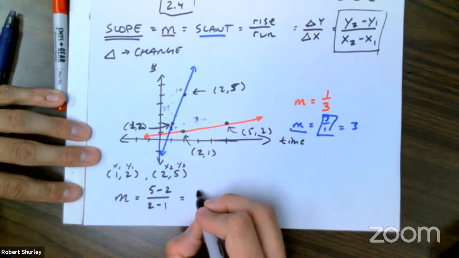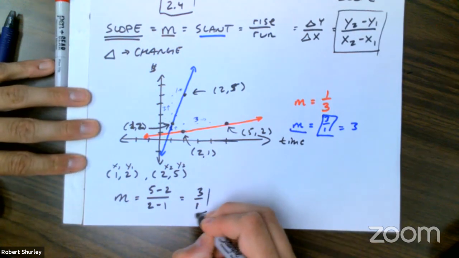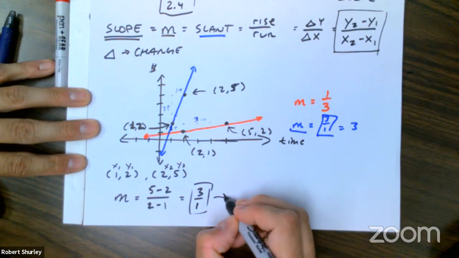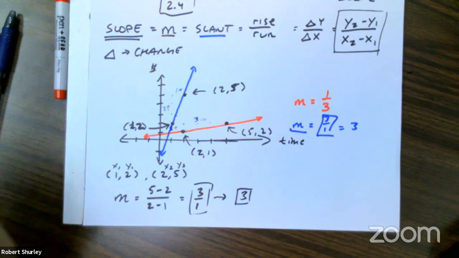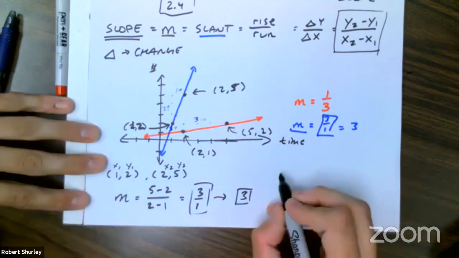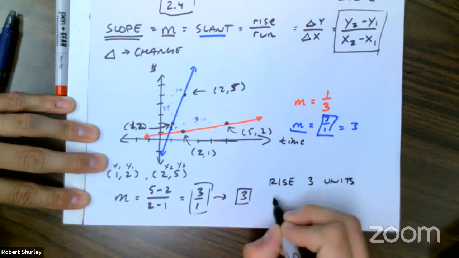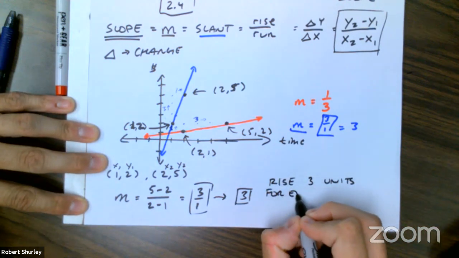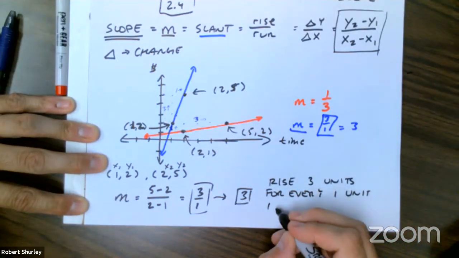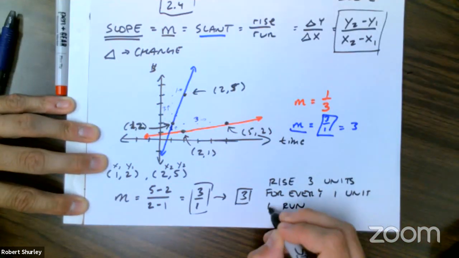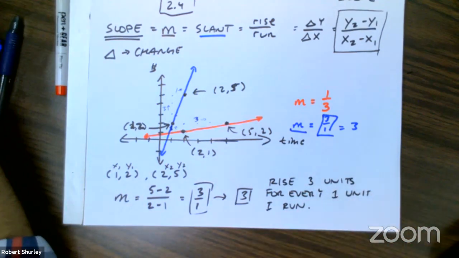So 5 minus 2 is 3. 2 minus 1 is 1. Boom. Again, I'm okay with you leaving it here, but it really is just 3, okay? And that tells us, if I'm going to interpret that, I rise 3 units for every 1 unit I run.